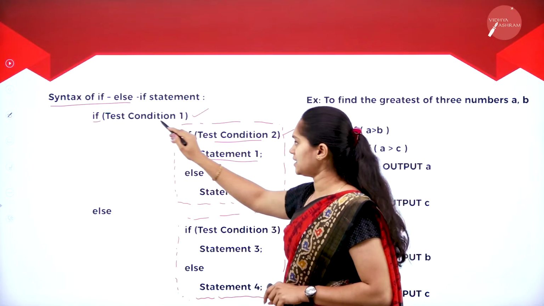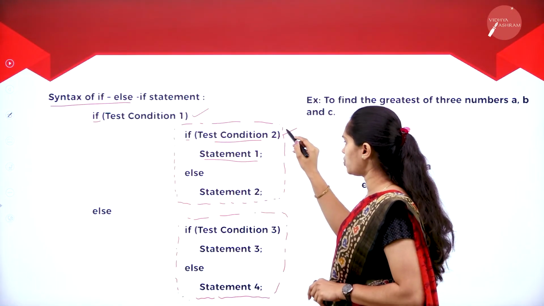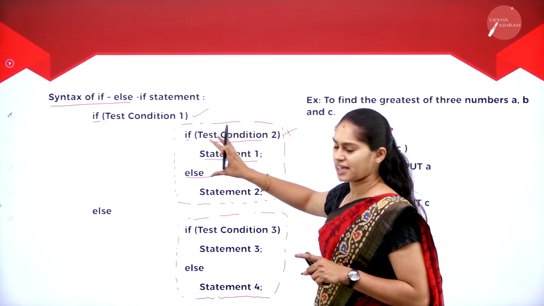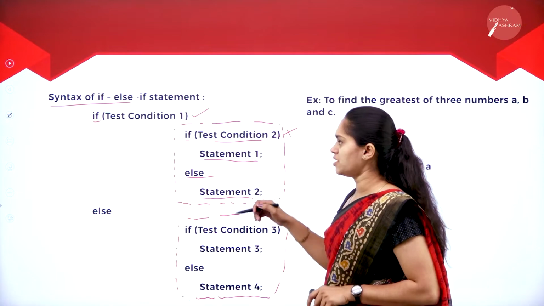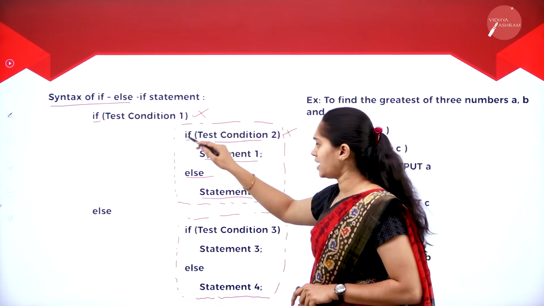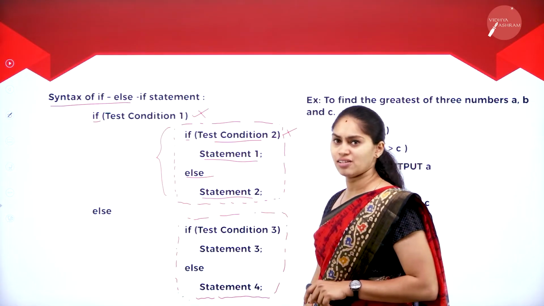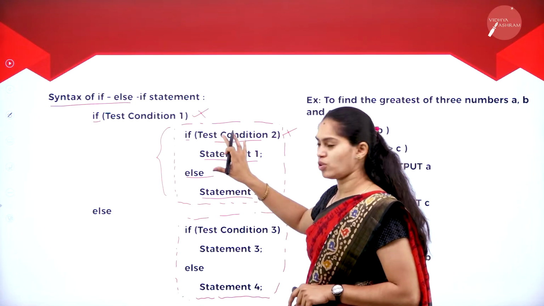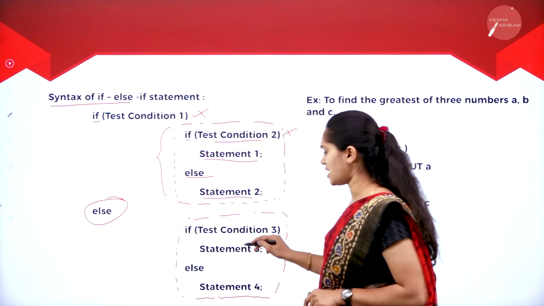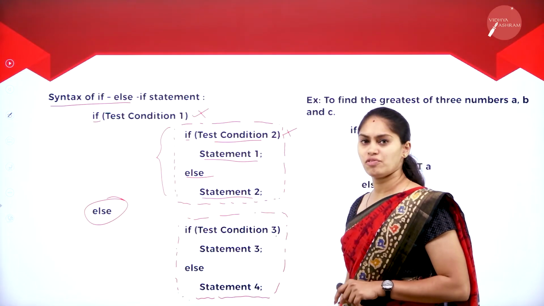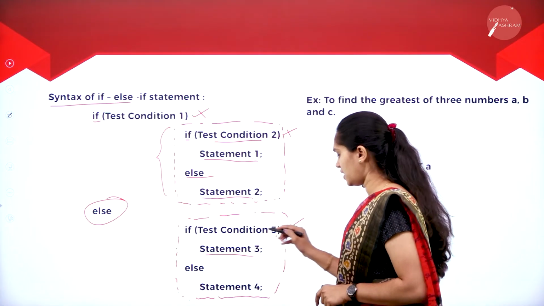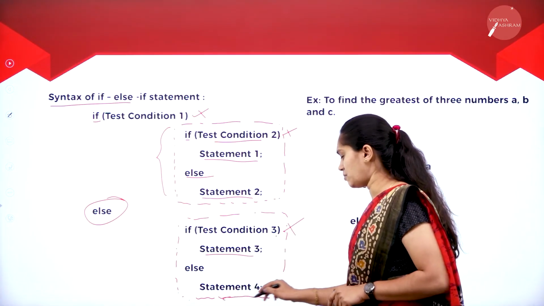Another scenario: test condition 1 is true and test condition 2 is false. Then it will execute the else part of this nested if, that is statement 2. Now consider test condition 1 is also false. If this is false, then it won't enter this block itself. Then it will come to the else part, where it checks whether test condition 3 is true or false. If test condition 3 is true, then statement 3. If test condition 3 is false, then statement 4.